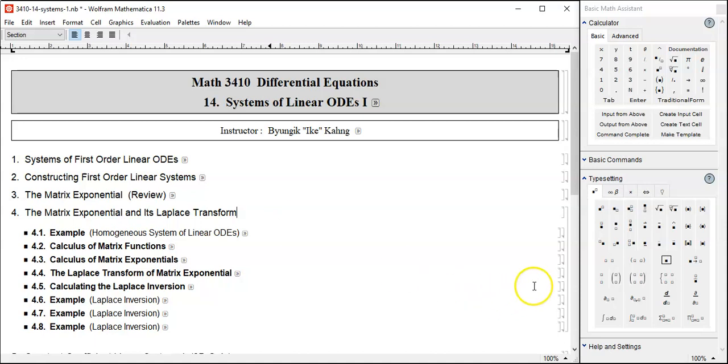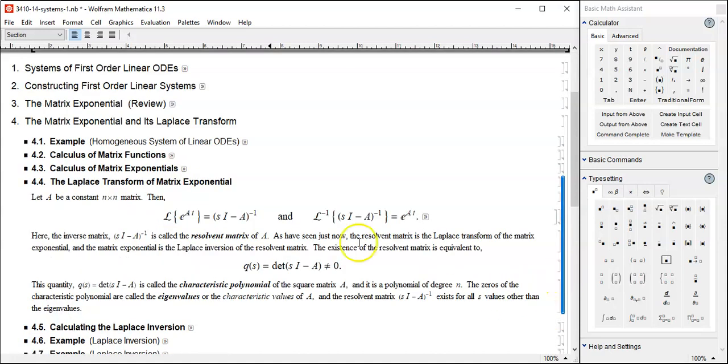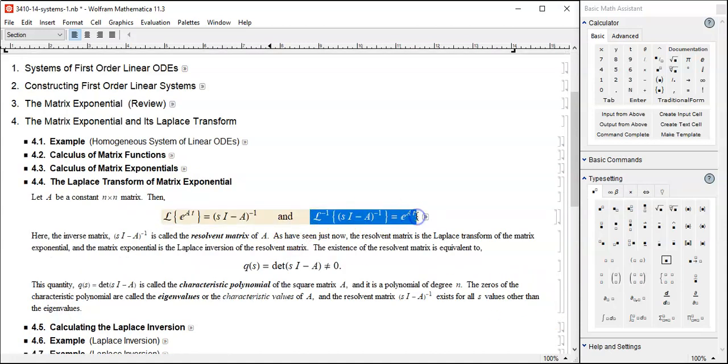Basically, this is where we are up to. We want this formula here, which I just highlighted in bold. This is something we want to establish. If we want the matrix exponential, then according to this formula here, all we need to do is to find out this inverse matrix, which we call the resolvent matrix. Name is not that important. In any case, this is just the inverse matrix computation. And then take the Laplace inversion.